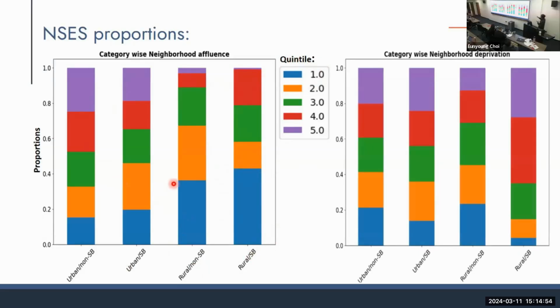This bar chart is a similar one, but for deprivation. Here we can see that participants from the stroke belt, for example, urban stroke belt and rural stroke belt, have more of the most deprived participants. They have the deprivation quintile of 5, and non-stroke belt participants have the most number of least deprived participants.